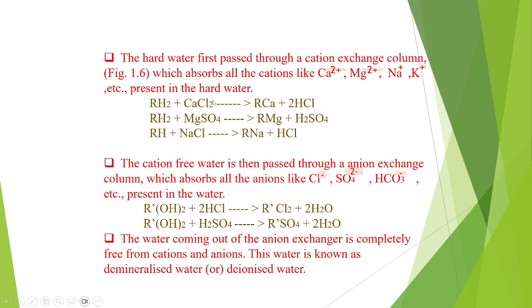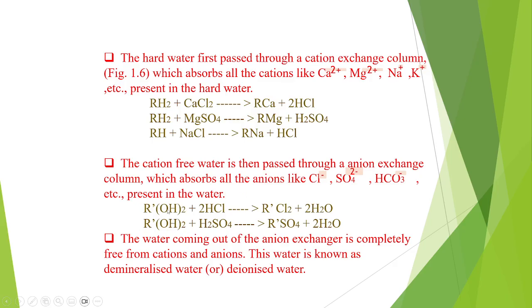When hard water is passed into the cation exchanger, which is simply represented as RH2, the cation exchanger will replace all the positive ions present in the water, that is calcium, magnesium, and sodium. All the positive ions will be deposited in the cation exchanger column itself, and the water which is coming out contains only negative ions. That cation-free water is passed into the anion exchanger.